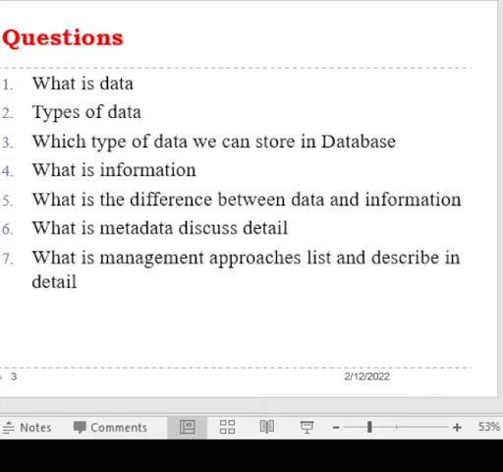And also, what is information, what makes information different from data, and what are the similarities and differences between them? The other one is the concept of metadata. What do we mean when we say metadata? And also management approaches. There are three different kinds of management approach: manual based, file based, and the database approach. Which one is good, what is the advantage, what is the disadvantage, and which one is more preferable to use, we can see also.